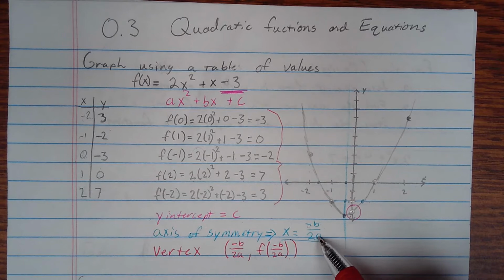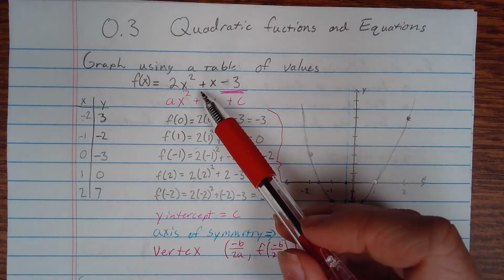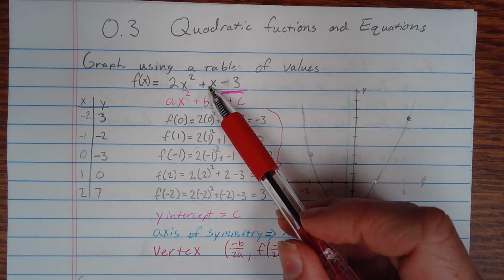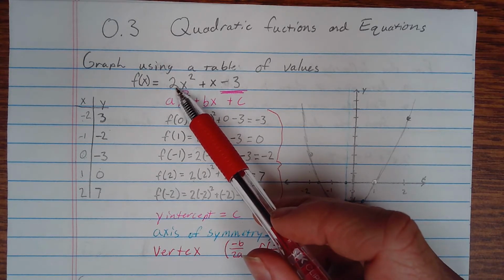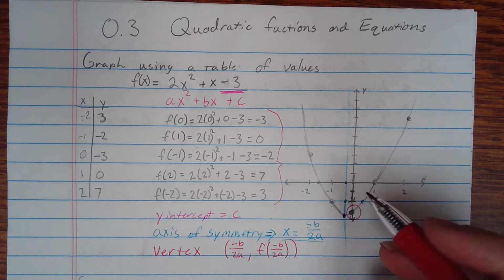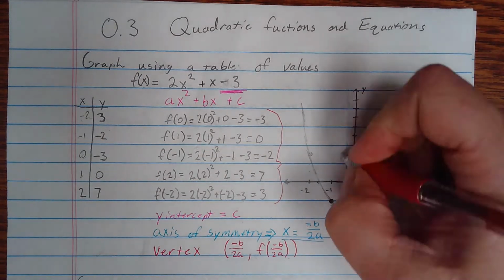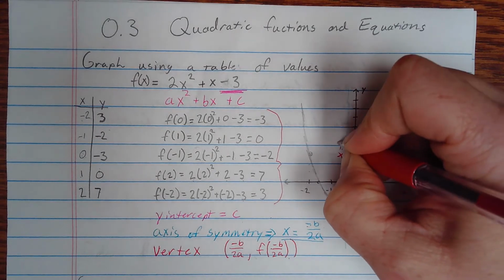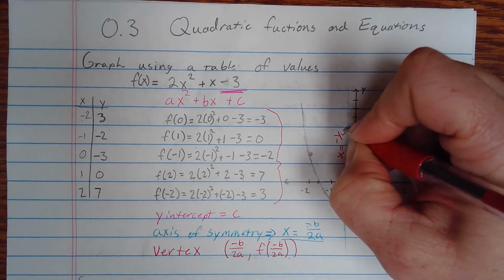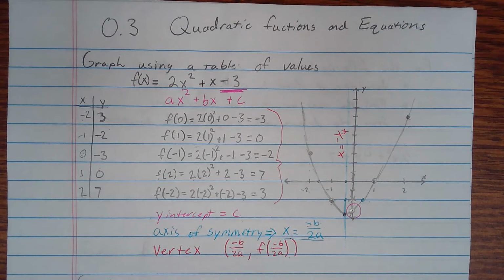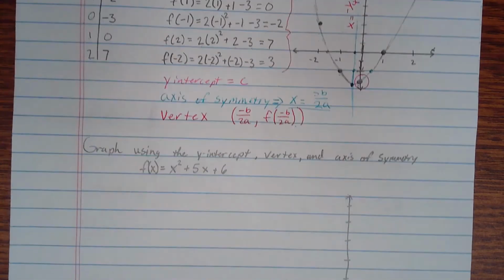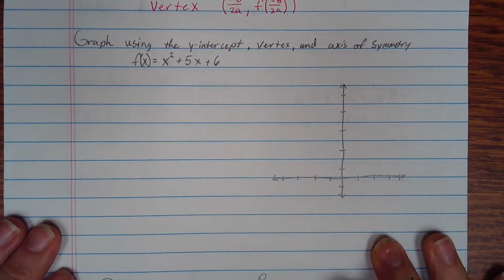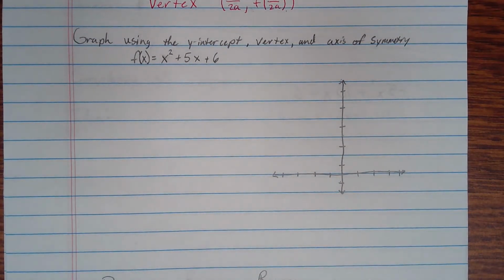-b over 2a. In our situation, b is 1, so negative b is negative 1, over 2a, so 2 times 2, so I would put here 1/4. So here, this is x equals negative 1/4. And that's how you would know that it's not on the y-axis. All right, so let's try a problem. It's a different problem, but now we get to graph using the y-intercept, the vertex, and the axis of symmetry.